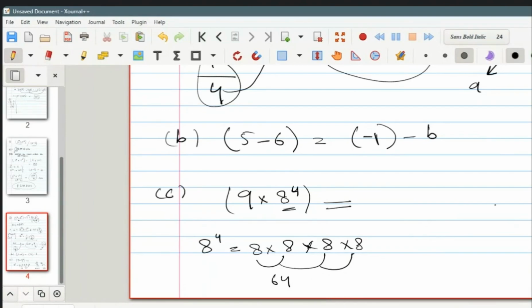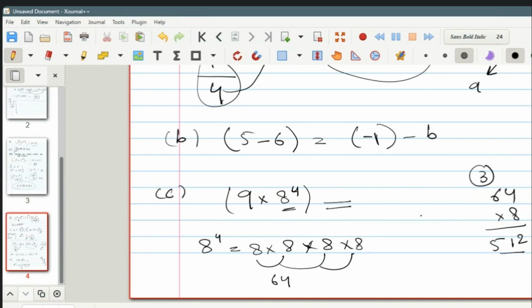Sorry for that. 64 multiplied by 8 is what? 8 multiplied by 4 is what? 24. Okay, no, it's 32. Sorry, I am just calculating. 8 multiplied by 4 is 32, 2 and 3 carry. Now 6 multiplied by 8 is what? 48, and 48 plus 3 is what? It is 51. Okay, it is 512.